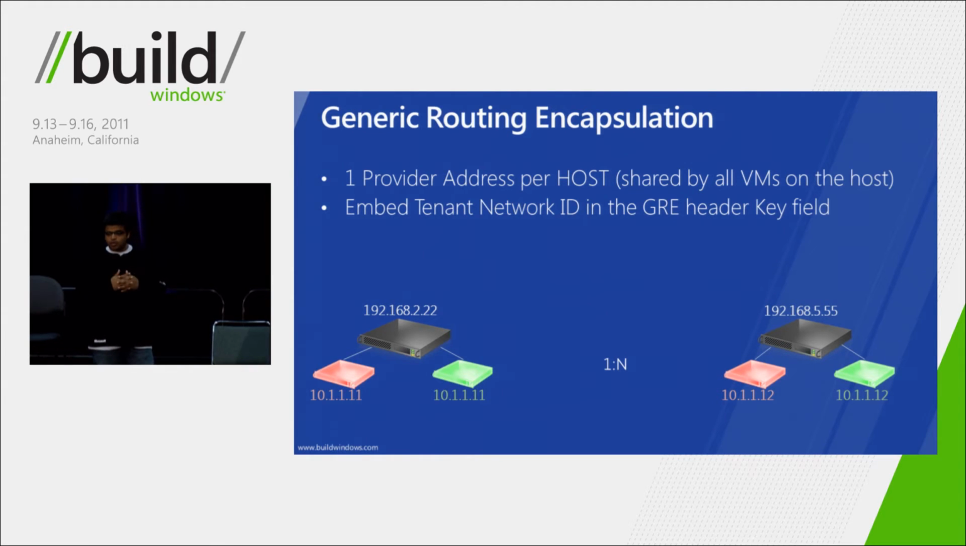Now, in this example, I'm going to show you that there are two servers. Each of them has a provider address that is uniquely routable. In this case, it's 192.168.2.22 and 192.168.5.55. Now, using this one address per host, I could accommodate multiple tenants, and each of these tenants can come with whatever customer address space they want. And in this example, as you can see, there is full overlap between the two tenants. There's a red tenant and there's a blue tenant. They happen to use the same private address space, in this case 10.1.1.11 and 10.1.1.12. And they are in fact located on the same server.